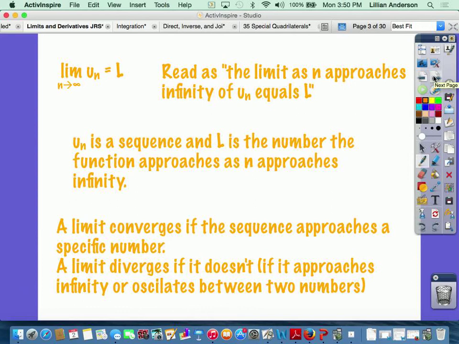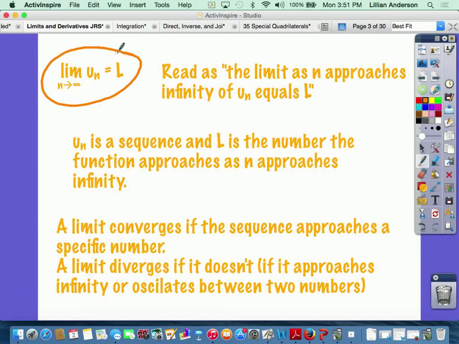Now, pause the screen so you can write this down. Basically, this is the notation for what a limit is. It's read as the limit as n approaches infinity of u sub n equals L. In this case, u sub n is the sequence and L is the number the sequence approaches as n approaches infinity. So think about it.